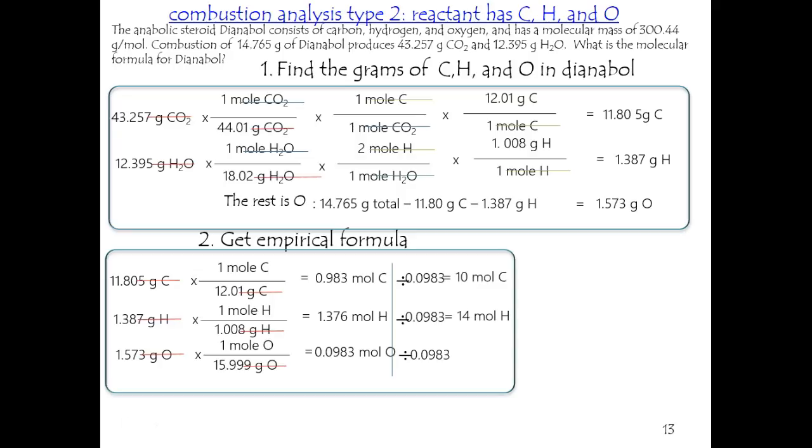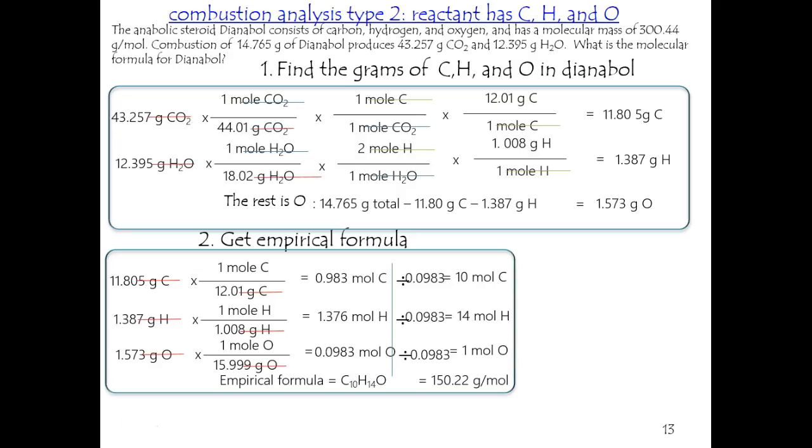10 of these, 14 of those, and 1 of those. Ooh, all whole numbers. So C10H14O is our empirical formula. Nice. Does that match the molecular formula? Well, the molecular weight is 150.22 grams based on that ratio, but it's supposed to be 300.44. Can you not see that we have to scale by a factor of 2?